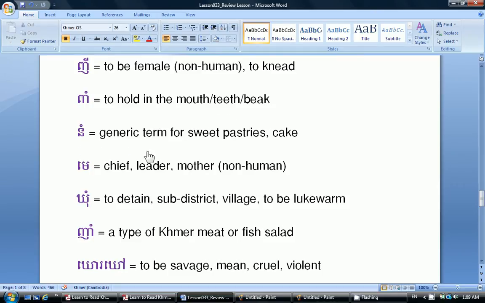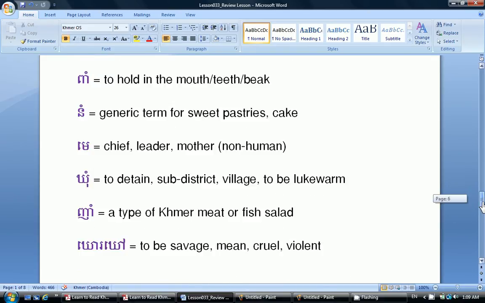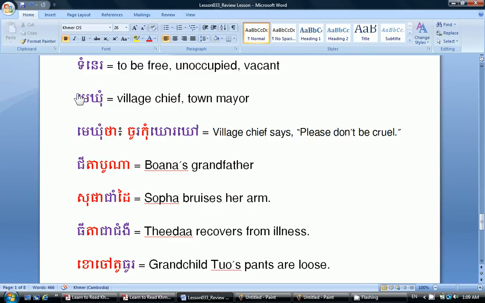Nom is a generic term for sweet, pastry, or cake. Mei means chief, leader, or mother for non-human. Kom means to detain a sub-district, village, or to be lukewarm. Nyuam is a type of Khmer meat or fish salad. Kho kho means to be savage, mean, cruel, or violent. Dum ne means to be free, unoccupied, or vacant. Me khom means village chief or town mayor.